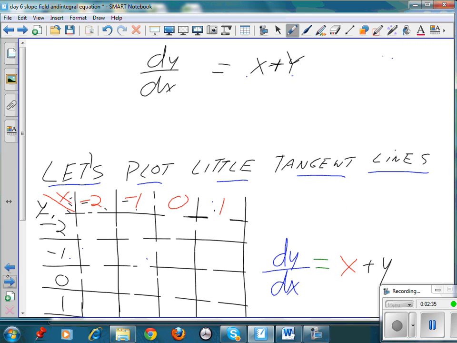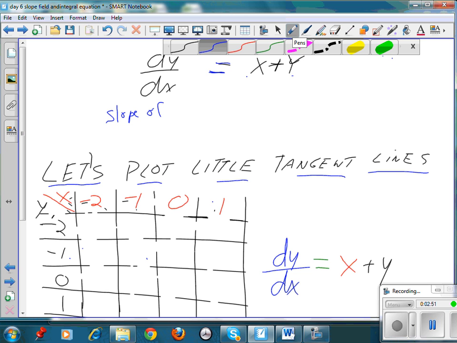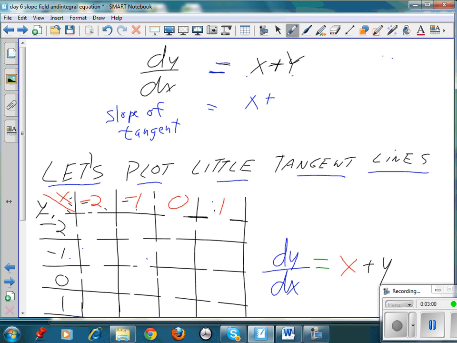Okay, so here we go. I'm going to look at this equation kind of a different way. And remember what dy dx means. It's the slope of the tangent line. That's what the slope of the tangent is equal to: x plus y.